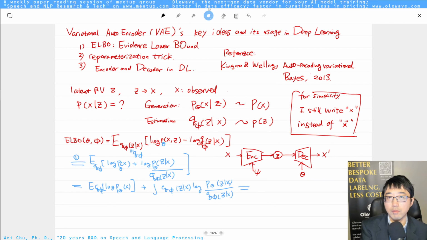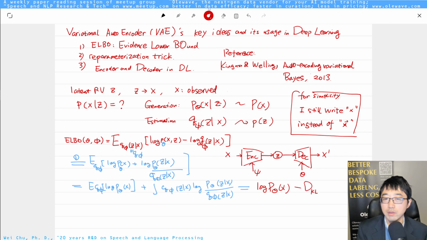let me write this in a red version here. Because this is integrated over q phi, it has nothing to do with p theta, so you can write this in here. Actually, you can even throw away the p theta here, but we leave it because this is generation and we need the theta here. And then what is this? This is the KL divergence of q phi and p theta. Am I right?